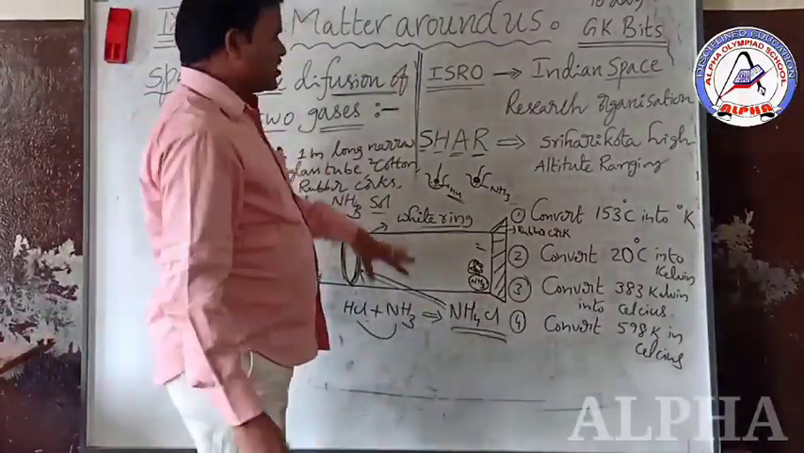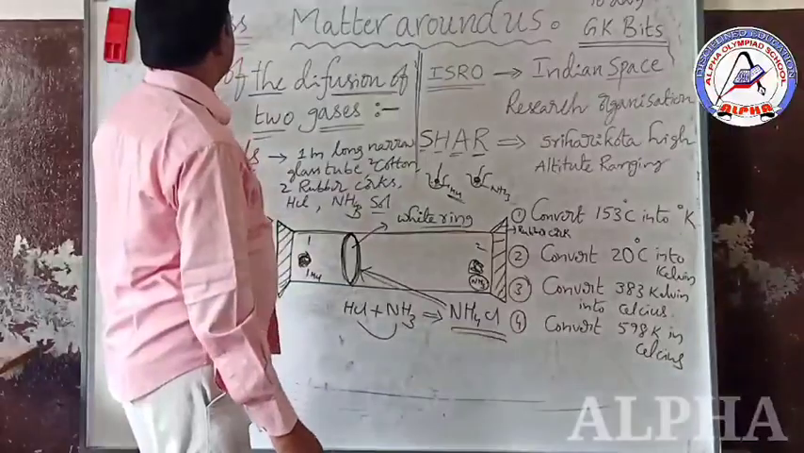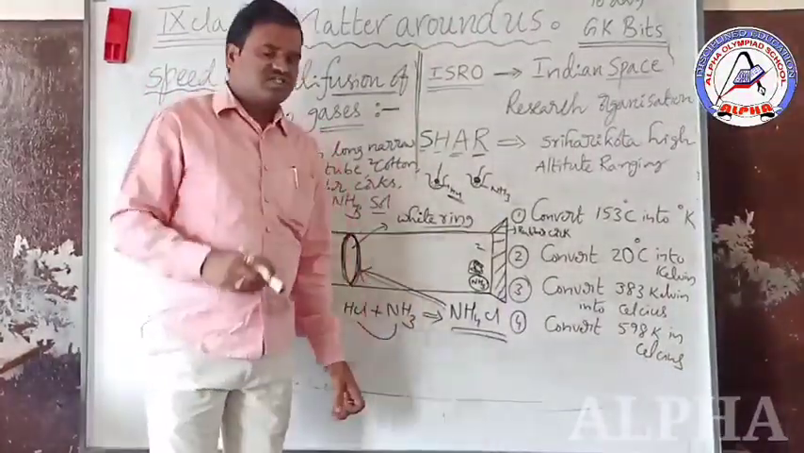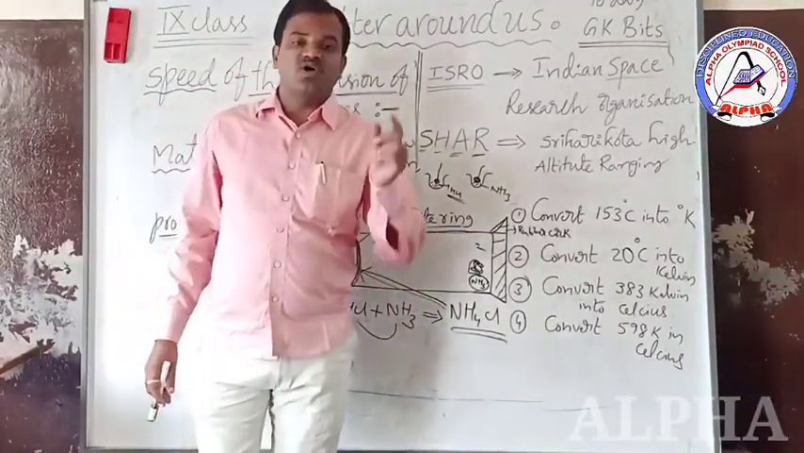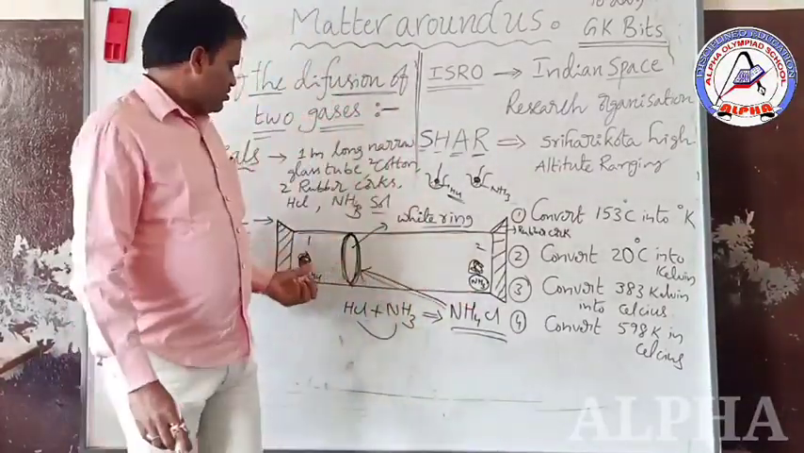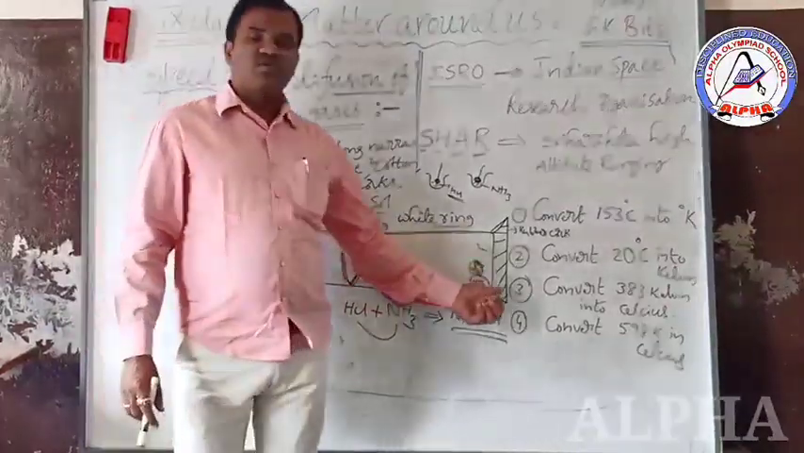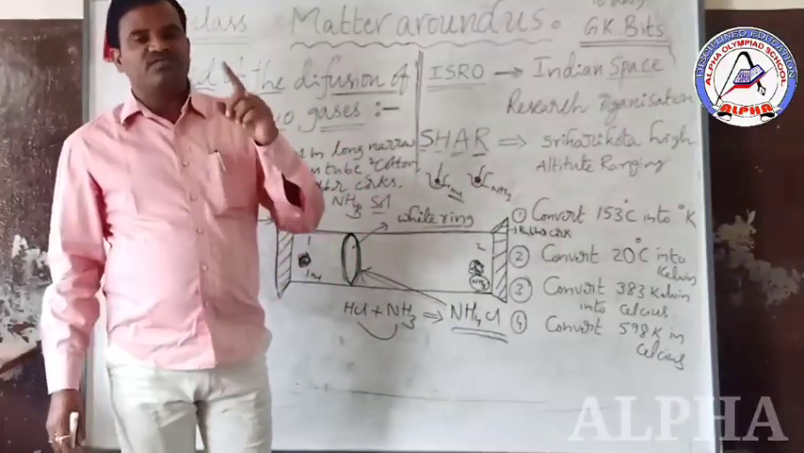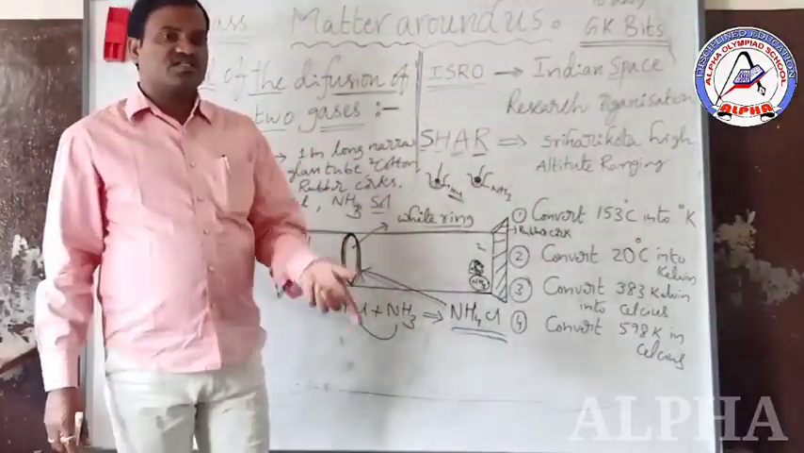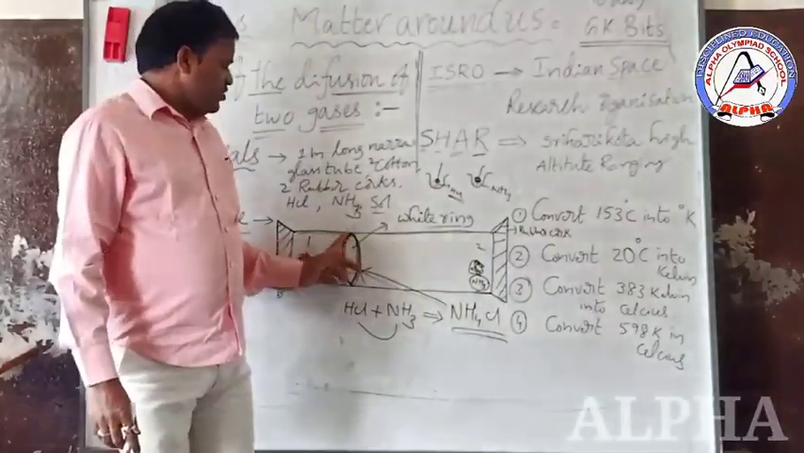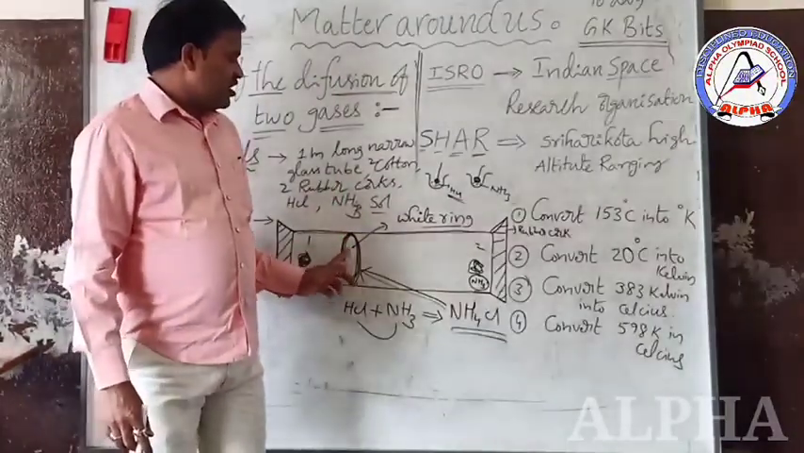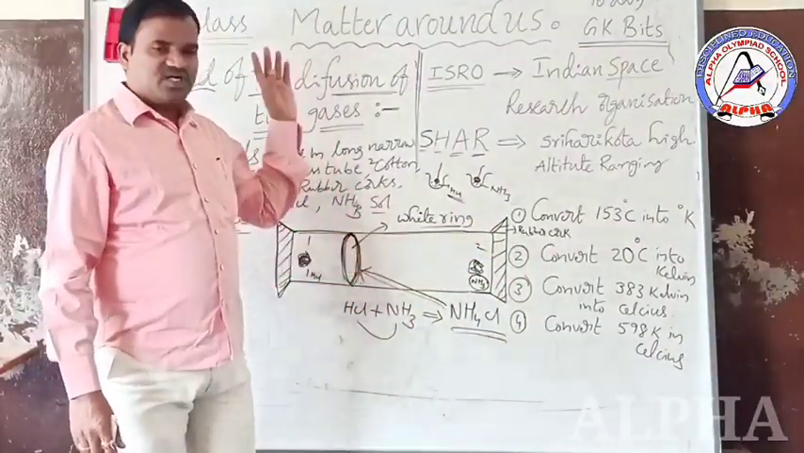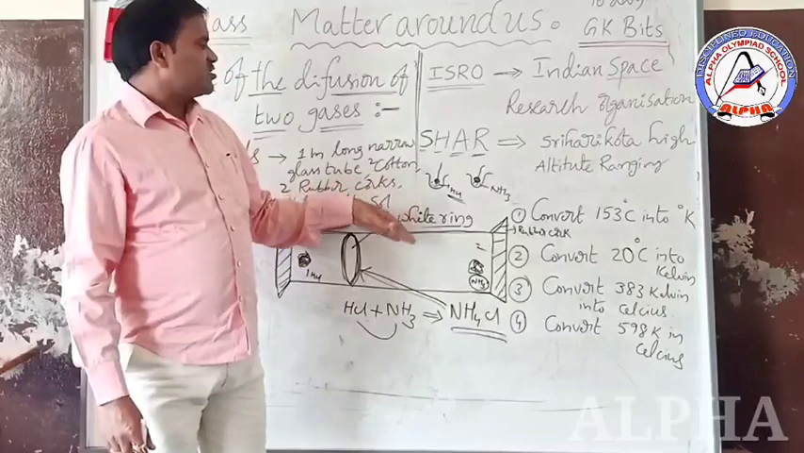So from this activity we conclude the speed of diffusion of two gases. Here I am asking: which gas has more diffusion when comparing HCl and ammonia gas? Very good. Ammonia gas has more diffusion than HCl gas. What is the white ring? This white ring is the formation of ammonium chloride. This is the activity.